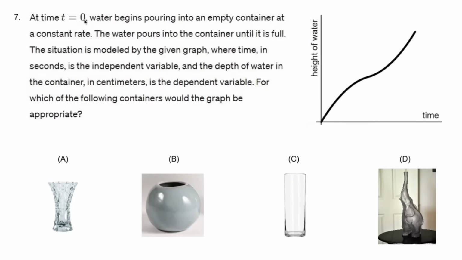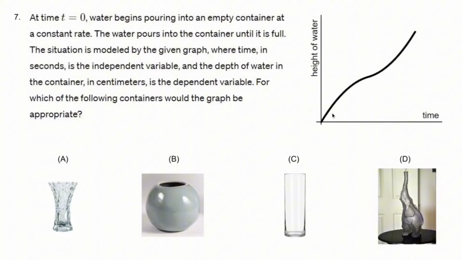At time t equals 0, water begins pouring into an empty container at a constant rate. The water pours into the container until it's full. The situation is modeled by the given graph where time in seconds is the independent variable, as you can see here, and the depth of the water in the container in centimeters is the dependent variable here, height of the water. For which of the following containers would the graph be appropriate?